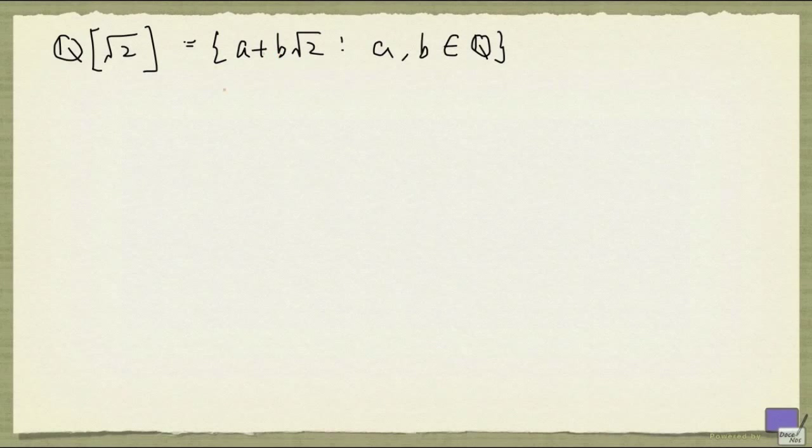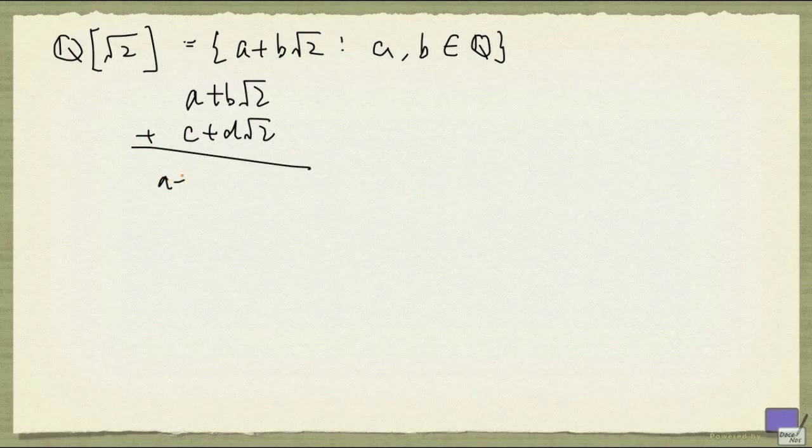First of all, I need to make sure that if you add any two numbers from this set, you get back a number in this set. And that is not hard to see because if you take any arbitrary numbers from this set, and if you add them, you get A plus C plus B plus D times the square root of 2. A plus C is rational because A and C are rational. B plus D is rational because B and D are rational. So this is in this form here. This is still in our set.